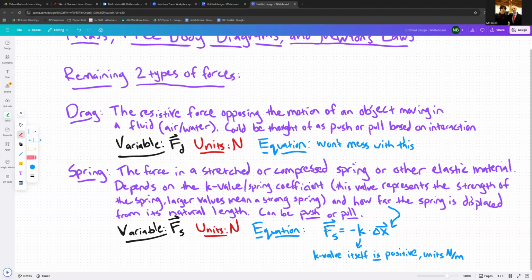Okay, and that's all of our types of forces. So we can move on to talking a wee bit about mass.